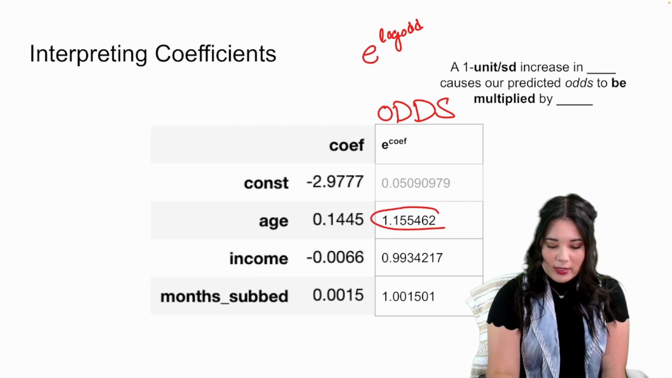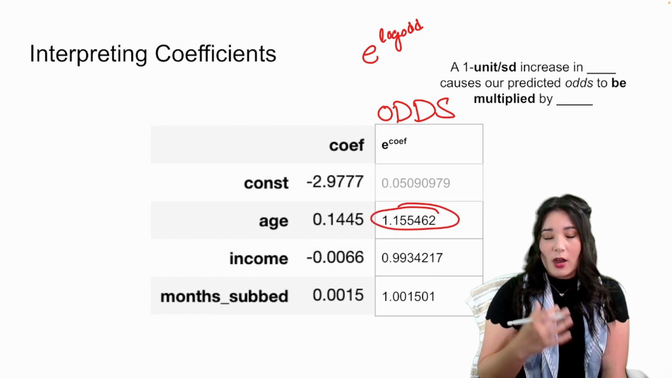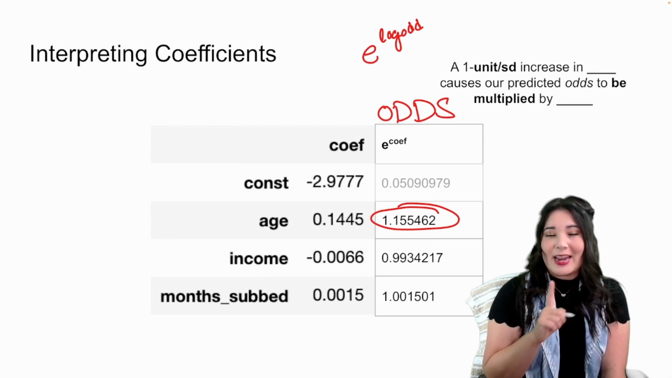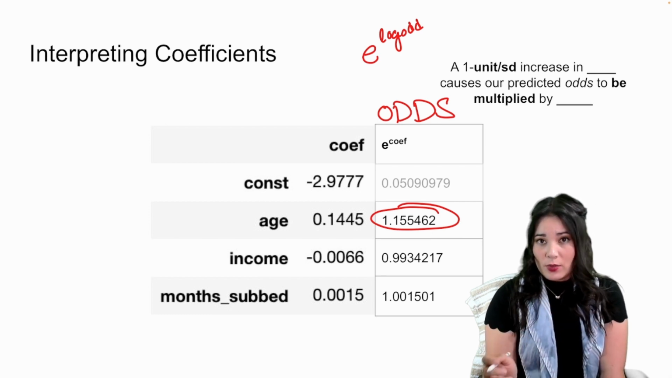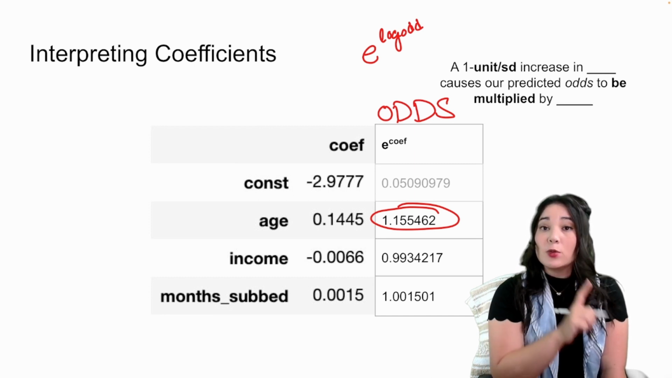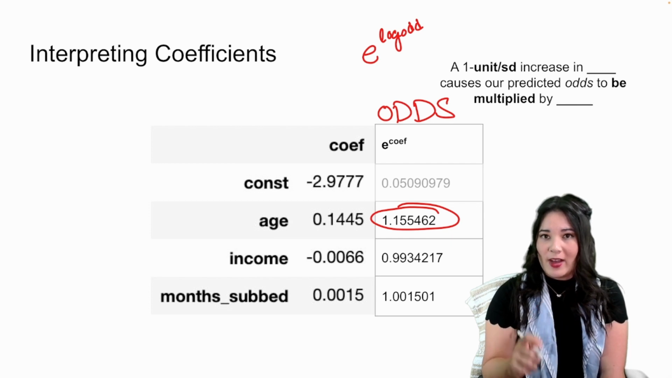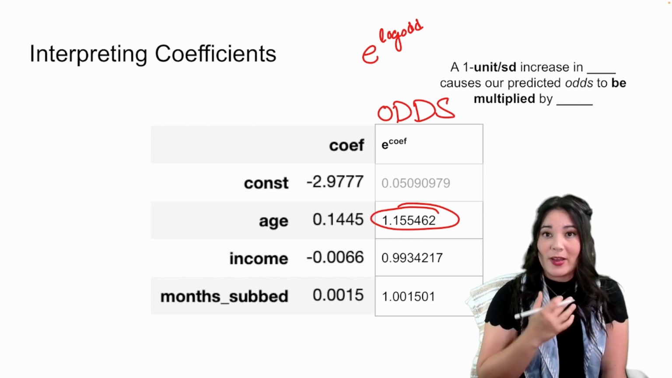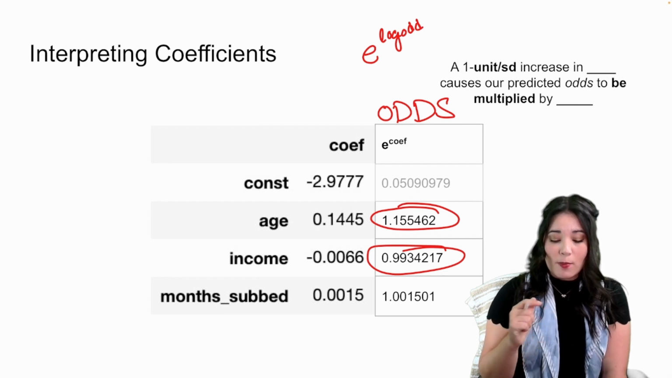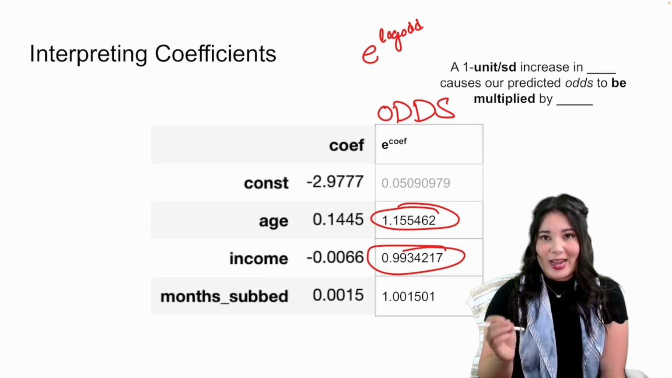So let's look at this effect of age. The odds coefficient is about 1.15. What this means is that as age increases by 1 unit, whether or not that's a standard deviation, the predicted odds are multiplied by 1.15. In other words, they increase by 15%. For income, we can see that as income increases by 1 unit, whether that's a standard deviation or not, the predicted odds are multiplied by 0.99. In other words, they reduce by about 1%.